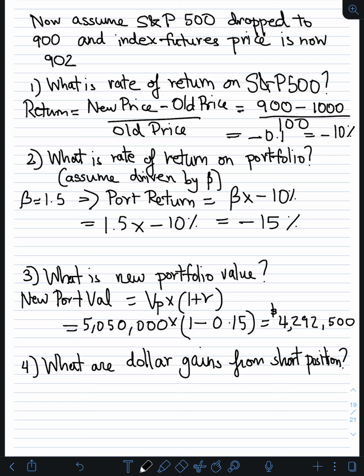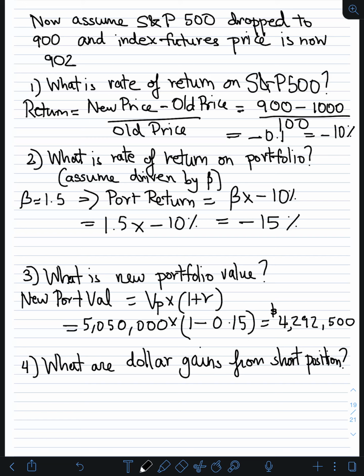We have 4,292,500 now. At the same time, we're going to see what were our dollar gains from the short position. Okay, we shorted 30 futures contracts. The price of the futures contract went down. If we're shorting and the price goes down, that means we've made a gain. So we're going to see what our gain is.